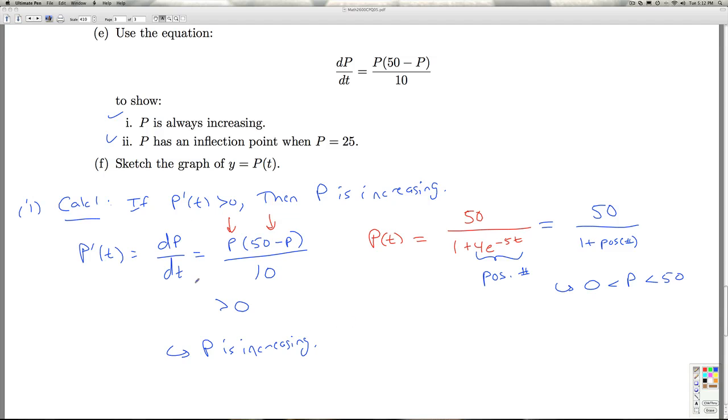So just using the differential equation and a little bit of number sense, we can prove P is increasing without resorting to taking the derivative and making a sign diagram. That'll do it for part 1.